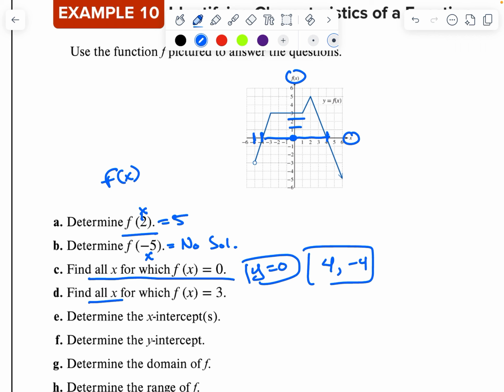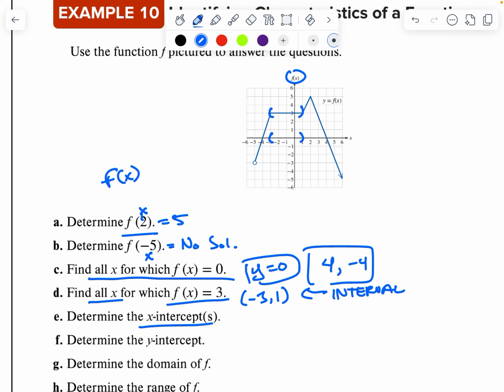Find all x for which y equals 3. Remember, f of x is the same thing as y. Where's y equal to 3? 1, 2, 3. Oh, wow, that's an interesting one. It's 3 all the way from here to here. I need to erase to see my number line down here better. So it's 3 all the way from there to there, all the way from negative 3 to 1. That interval, right? That is an interval. It's not an ordered pair. It's an interval saying everything from negative 3 to 1.